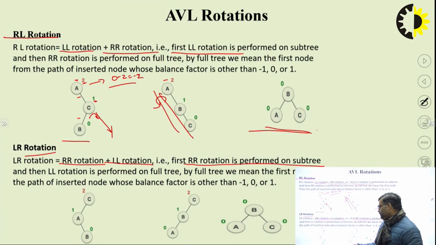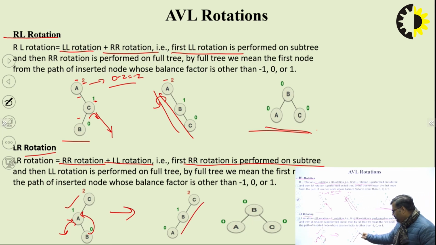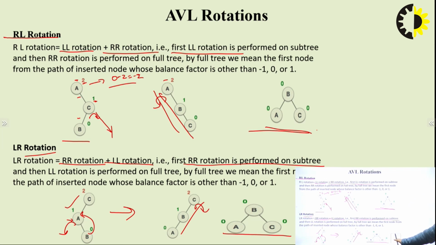Again we will consider, okay, then A, B and C. Then here pick A and push it anti-clockwise, then B becomes the parent of A. Then again we will get it in this form, again we will pick C and rotate clockwise, then after that we will get this balanced tree. Okay.